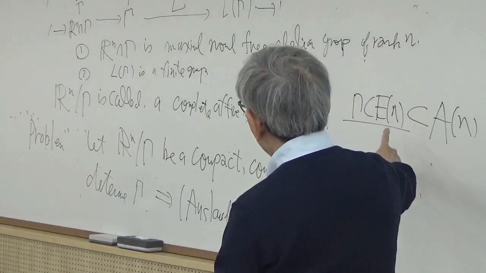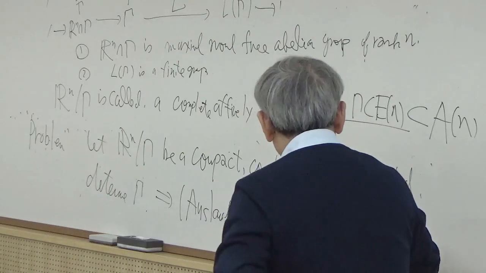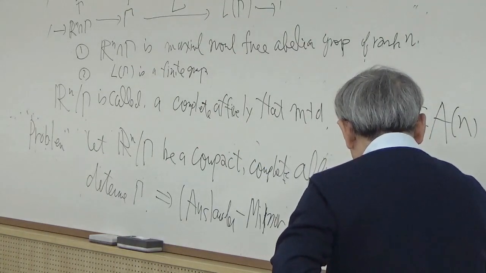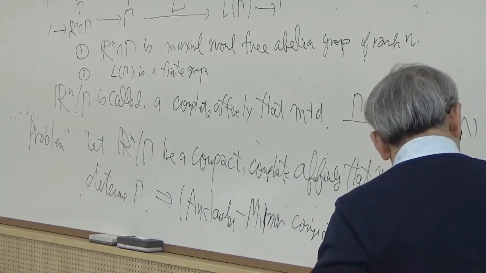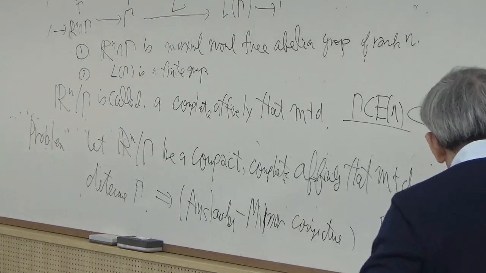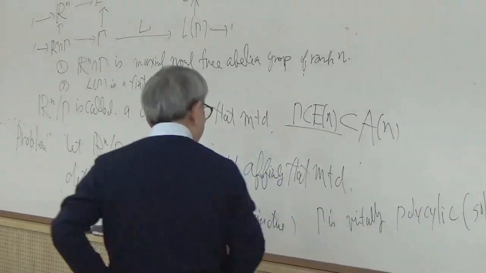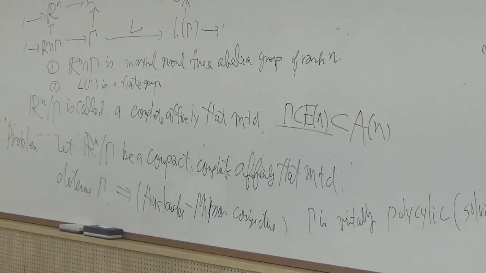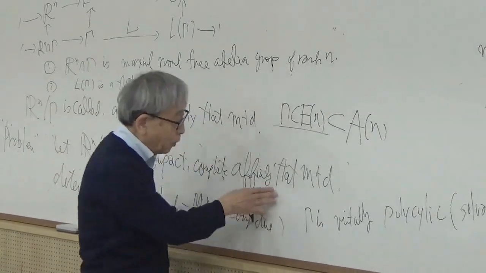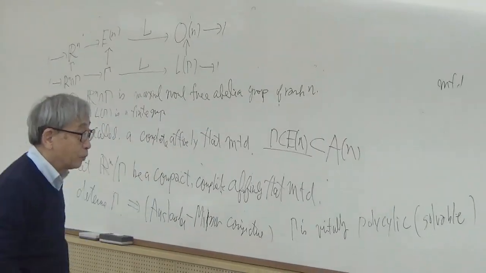In the Euclidean case, the Riemannian case, it is virtually free abelian. Then what should it be here? The Auslander conjecture is in fact that gamma is virtually polycyclic, or also, in this case the same thing, virtually soluble. Because the Euclidean case is abelian, how about the compact affine flat case being virtually solvable? This is a reasonable conjecture.